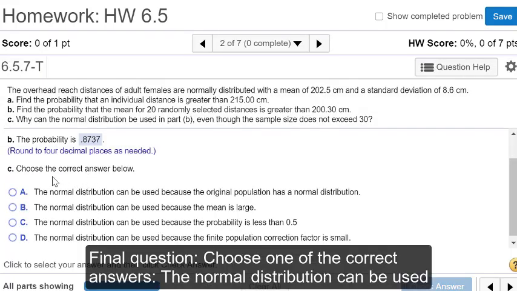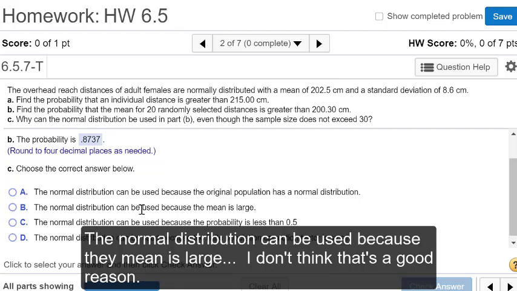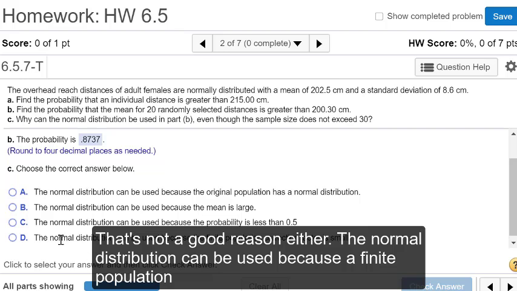Final question, choose one of the correct answers. The normal distribution can be used because the original population is normally distributed. The normal distribution can be used because the mean is large. I don't think that's a good reason. The normal distribution can be used because the probability is less than 0.5. That's not a good reason either.